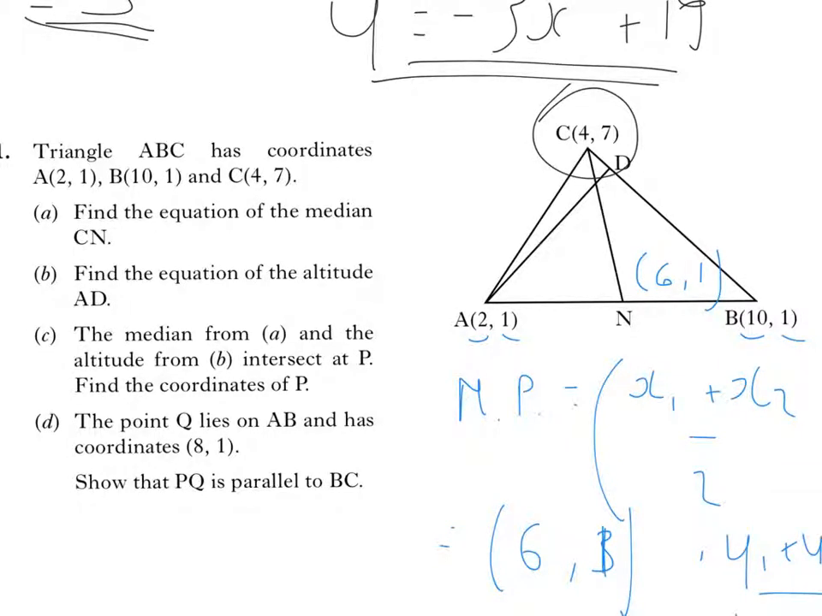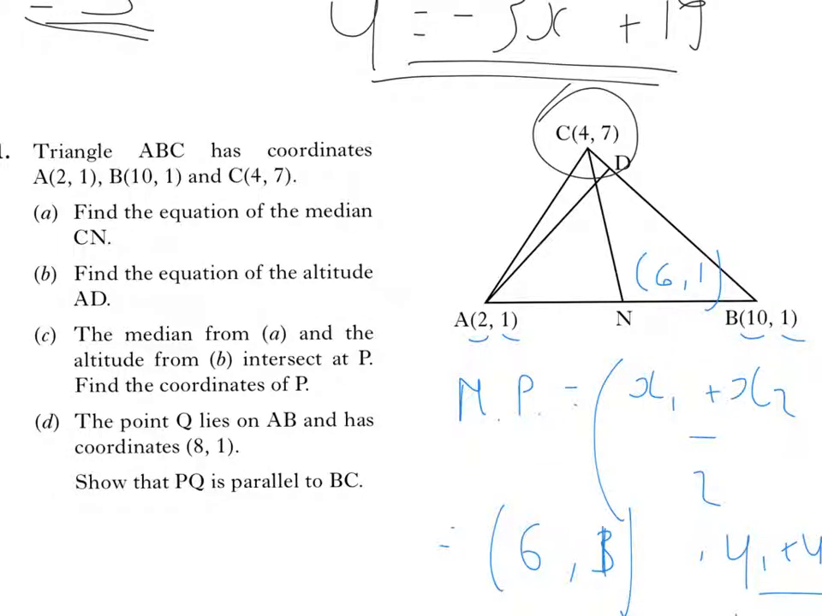Part B says find the equation of the altitude AD. Now an altitude is a straight line, so we need point and gradient. We've already got the point, which is (2, 1). Now we need to find the gradient. Let's have a think about what type of straight line an altitude is. An altitude comes from a vertex, a corner of a triangle, which is here at A, and it cuts the opposite line at a right angle.